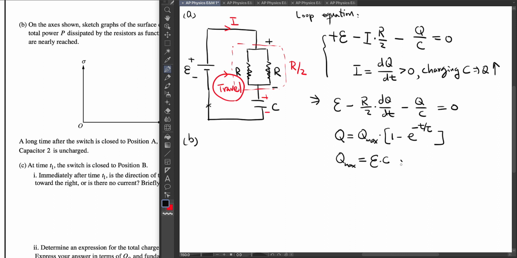Now the tau here is called a time constant. It's given by the total resistance in the circuit, R, times the capacitance C. In our case here the resistance is R over 2. So tau is R over 2 times C. Okay, so that gives us the parameters here and also there.